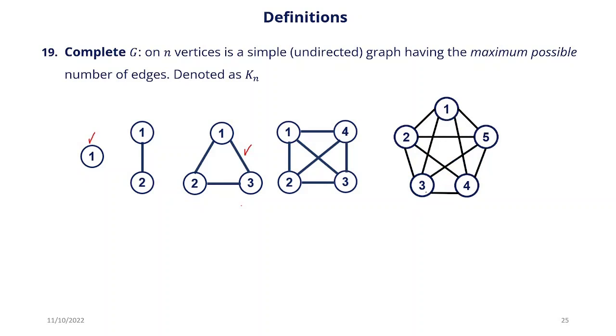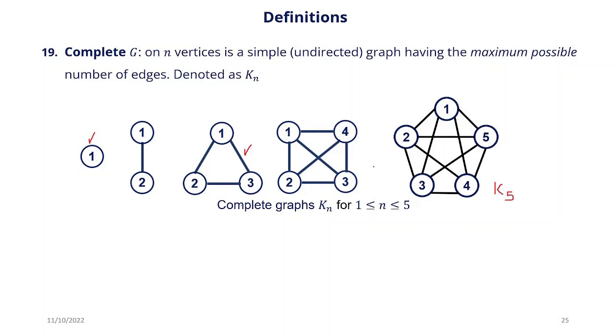1, 2, 3, 4, 5. You can move from every node to every other node without passing through another node. So these are the complete graphs for 1 to 5. 1, 2, 3, 4, 5.